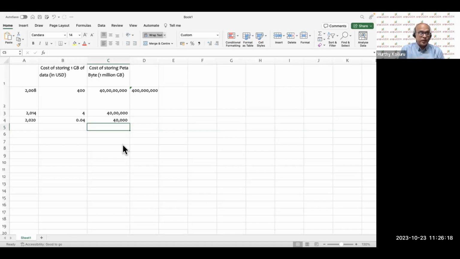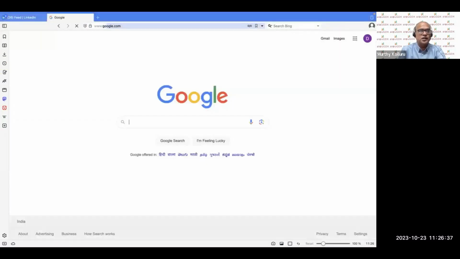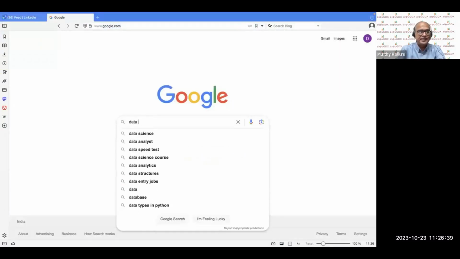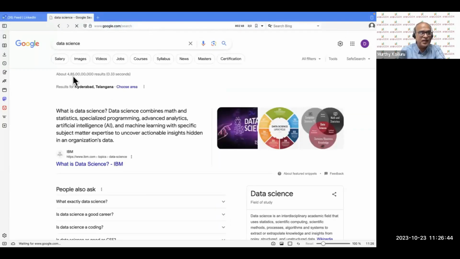It's not just about storing, it's about retrieving also. Let's go to google.com and search for data science. Google here says, hey, you know what? I looked at these billions of documents in less than 1 second. So cloud is not just about storing the data in a very, very inexpensive way, but it's also about extracting the data very efficiently.